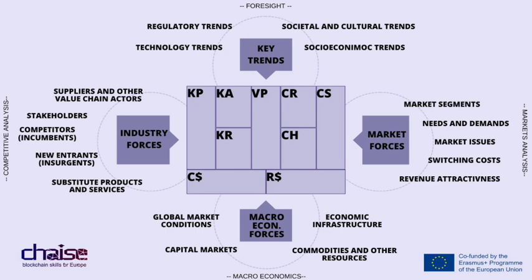Stakeholders. Indicates which actors can influence the company or business model. Suppliers or other value chain partners. Describes how much the business model depends on other actors in the value chain. Third, key trends. Is the business model prepared for new trends?